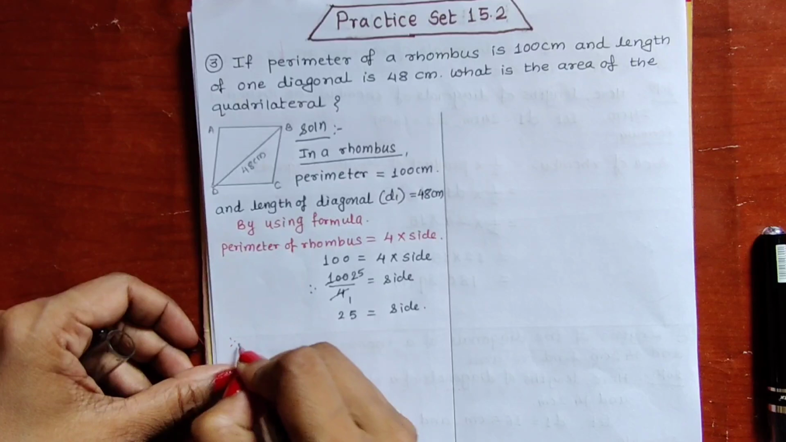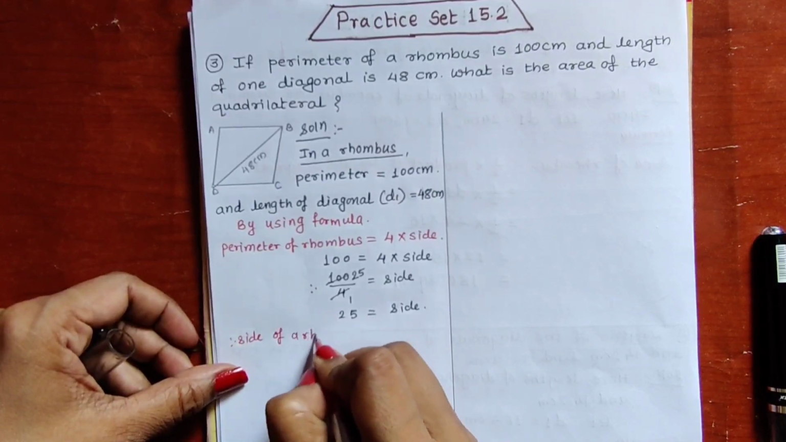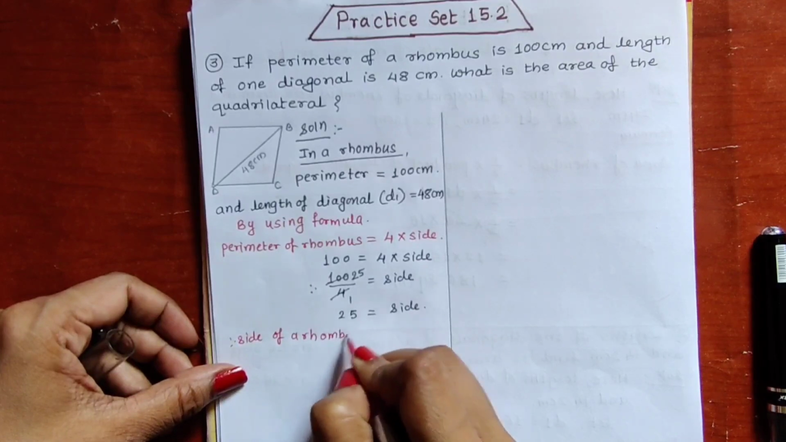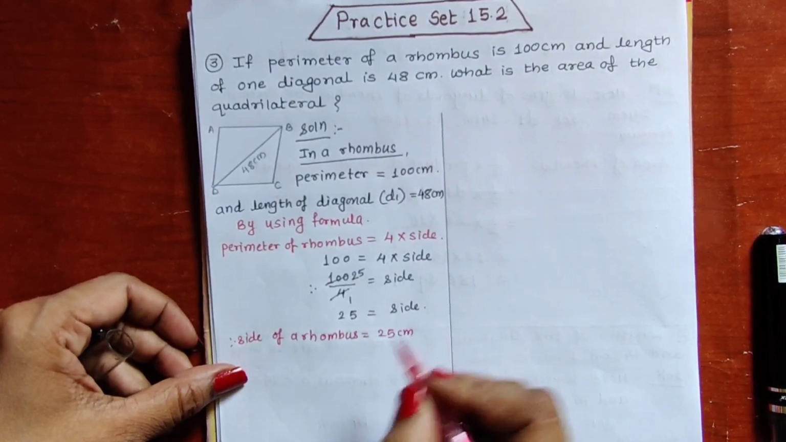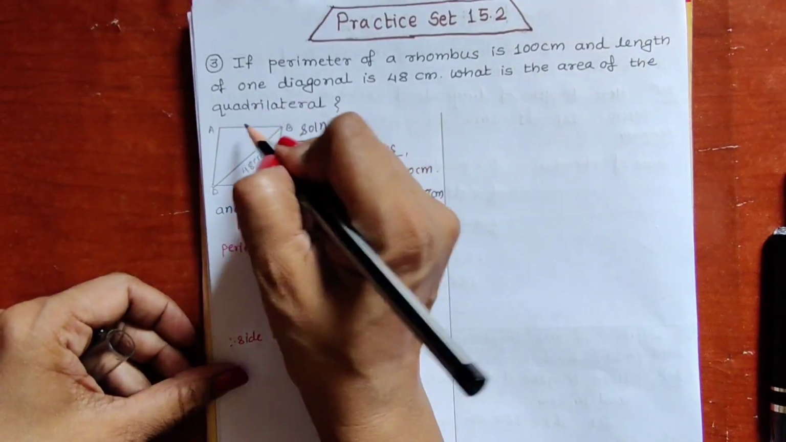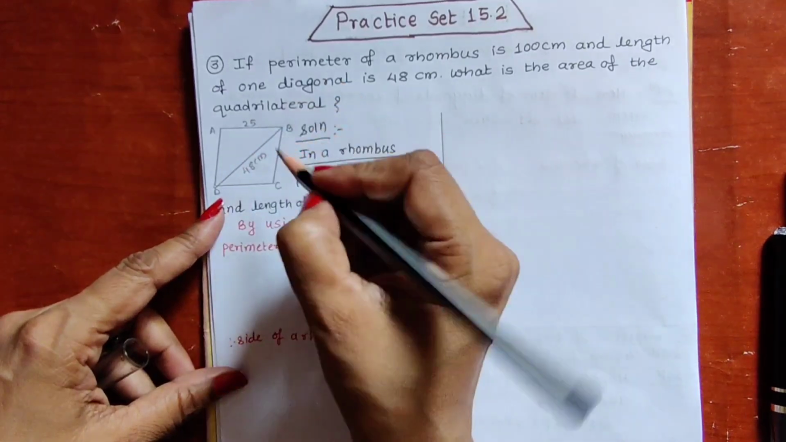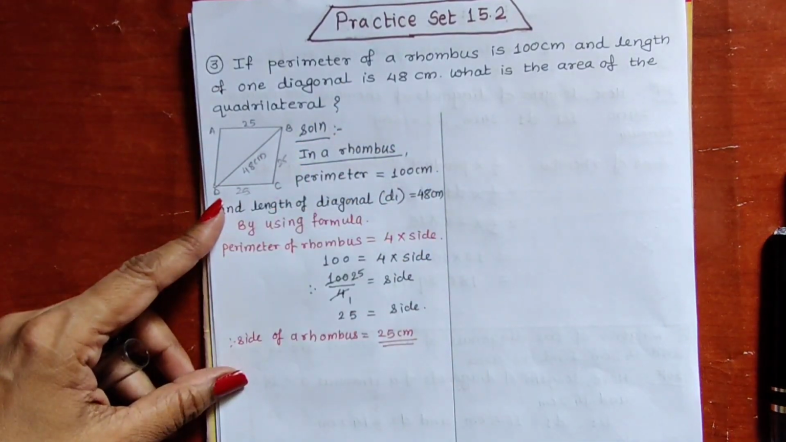Therefore side of a rhombus is equal to 25 centimeter. So in this way we have got the side. I will be writing side here. It is 25. All the sides will be of 25, we all know.